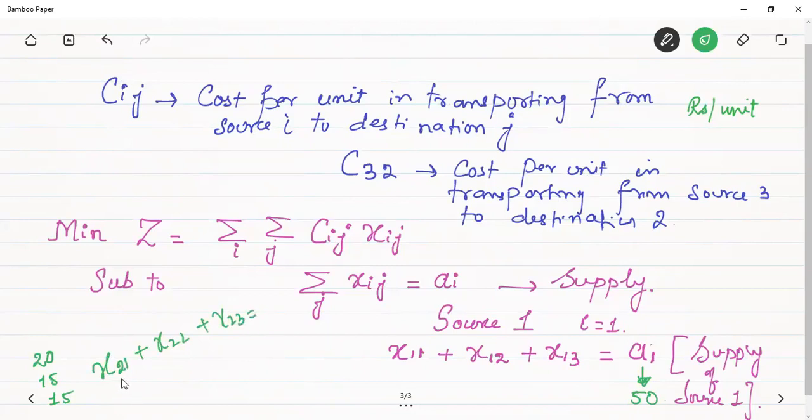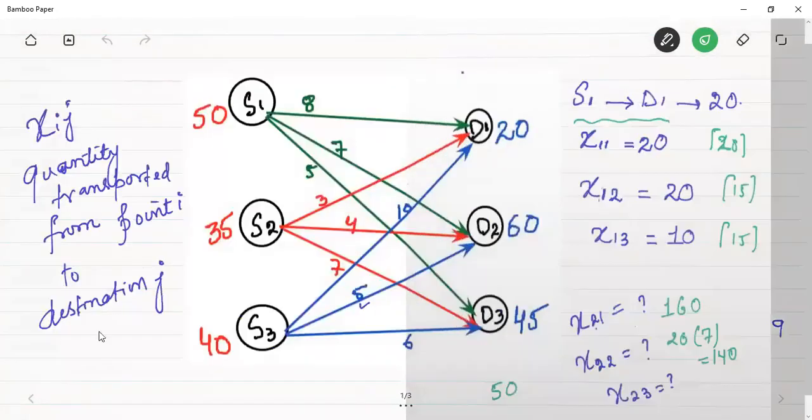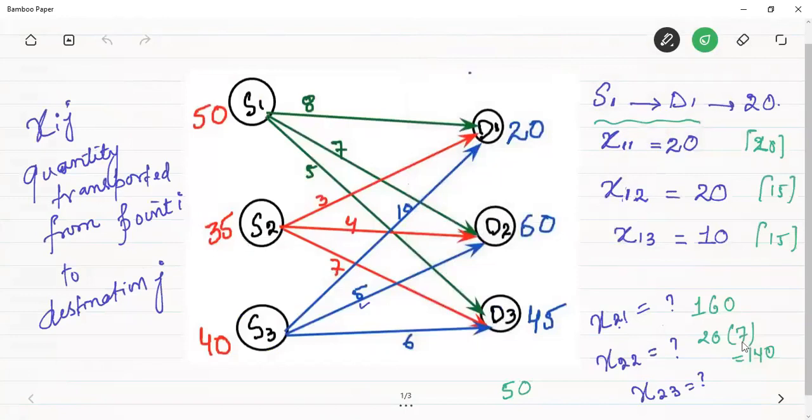कितने units जा सकते हैं from source 2 to 1, 2 to 2, 2 to 3? उनका summation कितना होना चाहिए? That should be equal to the supply of the source second. And A2 in my example was how much? A2 in my example was 35.